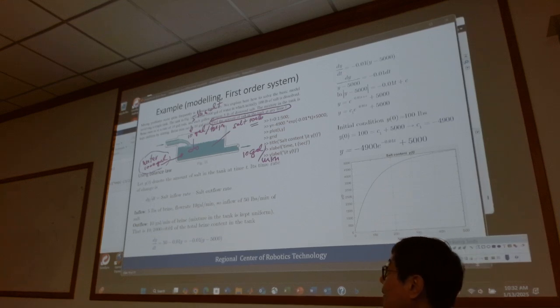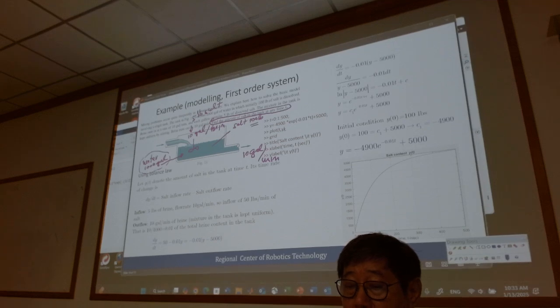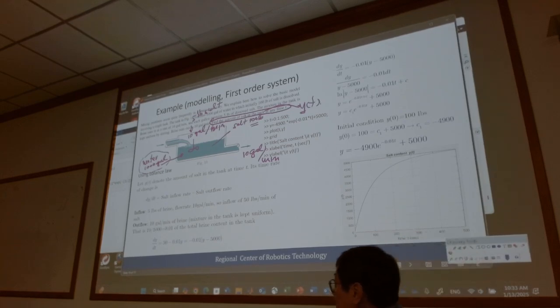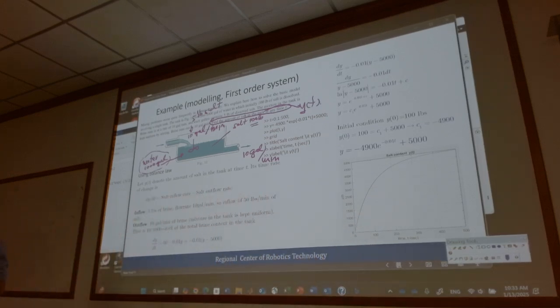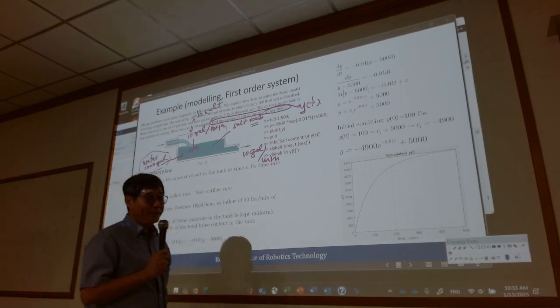Find the amount of salt in the tank at any time t. Find the amount of salt in the tank as a function of t. Let's say this one is y, the amount of salt, y at t. Let's see, this is a problem.